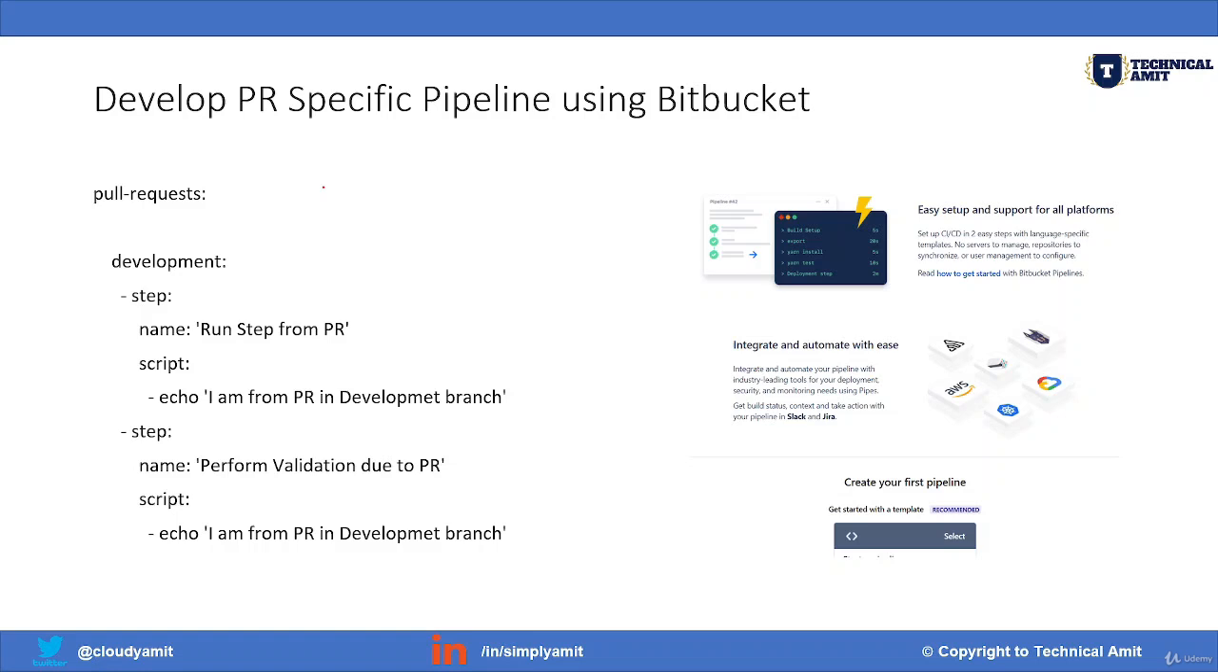Hey everyone, welcome back. So here in this video we are going to talk about how we can develop a PR specific pipeline using Bitbucket. That means we are raising a PR either from a developer to master, QA to master, or UAT to master, then only run a specific pipeline.